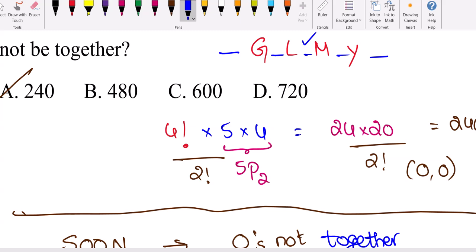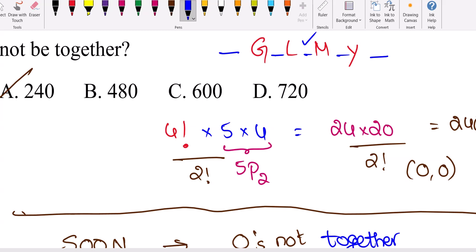If there are 2 O's and 2 E's, let's say there are 2 O's and 2 E's, the denominator is divided by 2 factorial into 2 factorial. Because for E's, 2 E's means 2 factorial, and for 2 O's, 2 factorial.